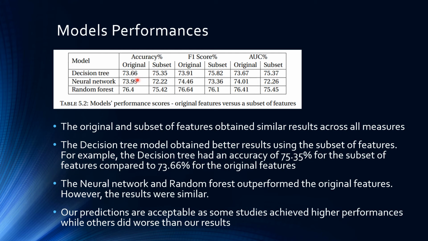But in most cases, the neural network and random forest obtain better results using the original features compared to the subset of features. And our predictions are acceptable, as some studies have achieved better and some studies have achieved worse results than ours.